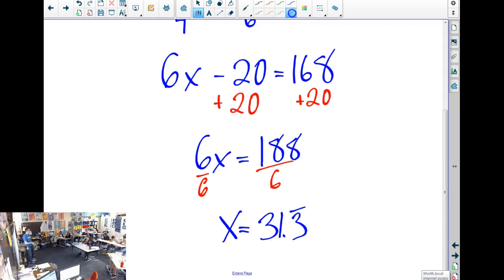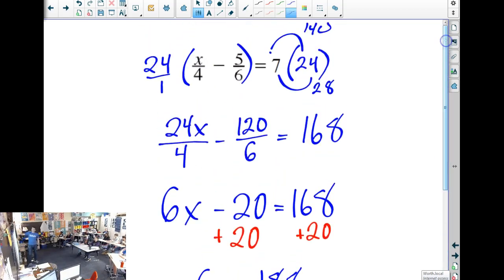Or 31 and a third. Now, I'm going to do this the completely other way. That is faster, easier, but you have to pay attention to what you're doing. Okay? Do me a favor and put your pencil down. If you have this all written down, put your pencil down. Listen and let your brain process. You don't even have to write down the second version if you don't want. We'll do it on another problem.